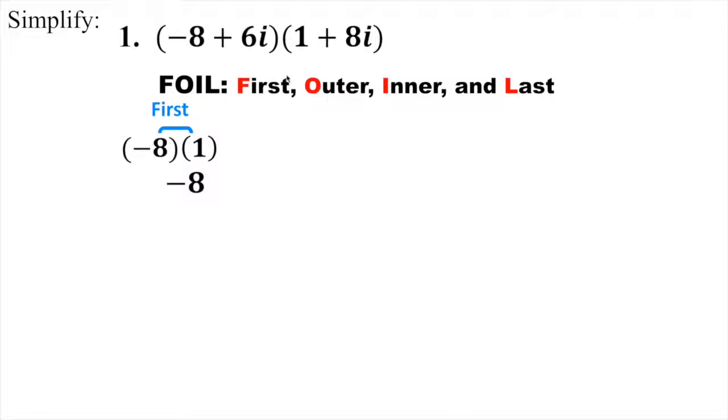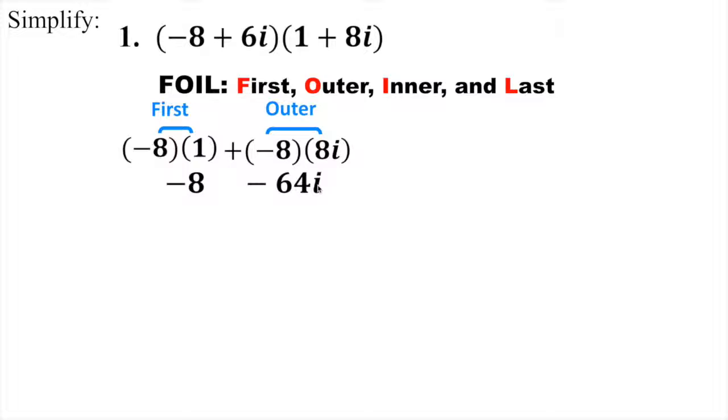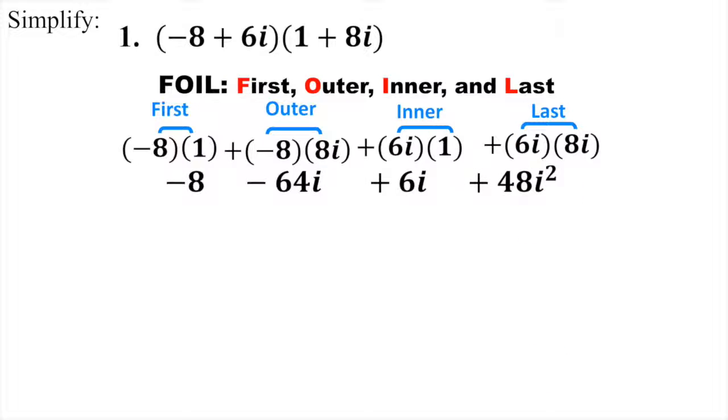Now we're going to use our outside terms. Negative 8 times 8i gives me negative 64i. Similar process to what we're doing with variables. Now we're going to use the inner terms. 6i times 1 just gives me 6i. That one's an easy one. And then finally we have our last terms, 6i and 8i, that gives us 48i squared.